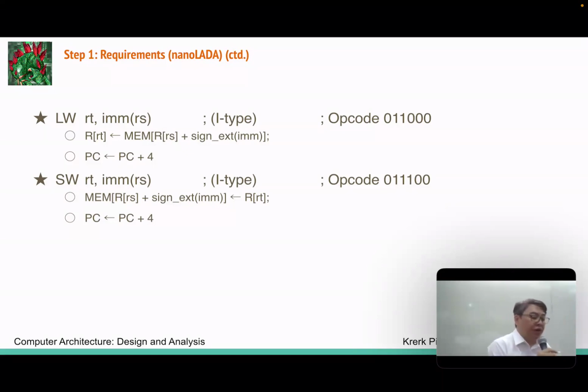What else do we have? We have the load instruction. Basically it says go grab data from the memory and put it into the registers. And store does the opposite: get data from the register and put it back into the memory.